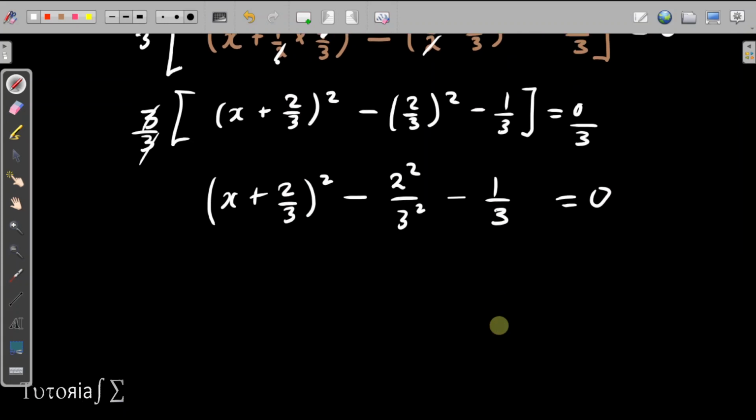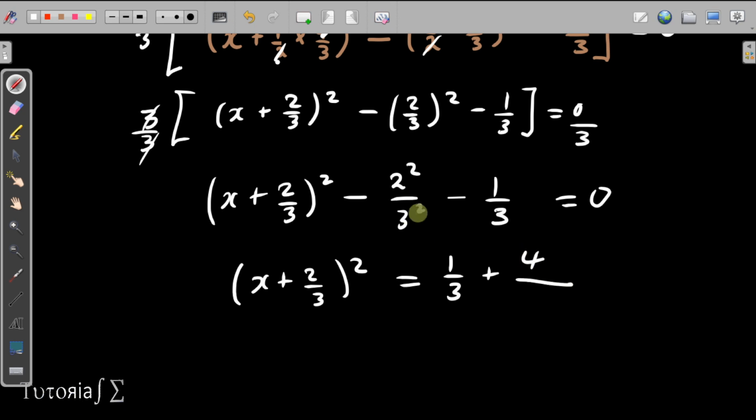From here we can transpose. So we have x plus 2 over 3 then squared. These can go on the other side of the equal sign. Since they're negative, they'll be positive. So we can start with this one. This will be positive 1 over 3. Then this will be plus. When this goes this side, in fact, we can simplify this. This is 2 to the power 2, that is 4. Then here 3 to the power 2, that is 9.